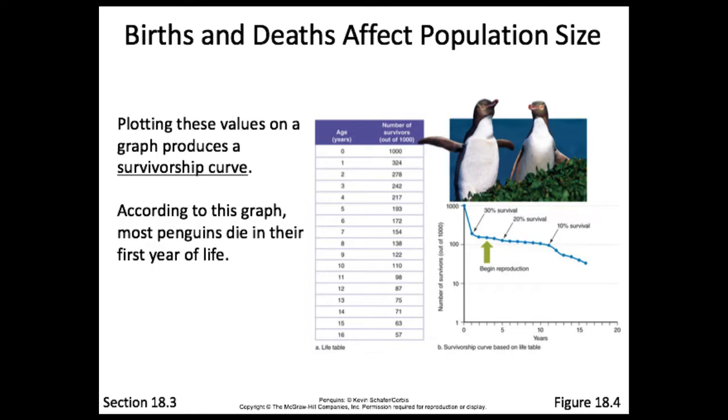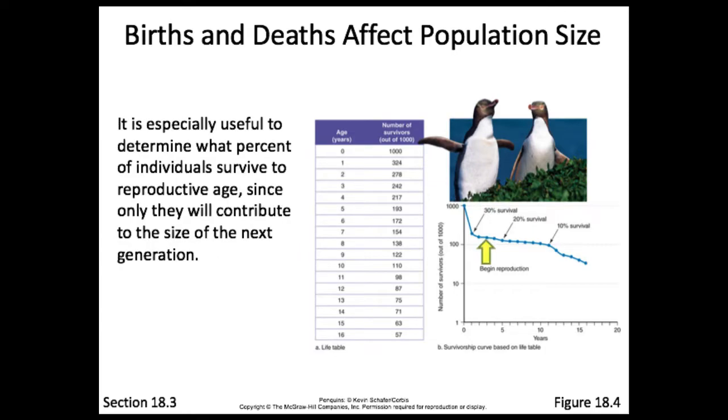So by taking this data and plotting it on a graph, it allows us to make a survivorship curve. And according to the graph presented in your textbook, most penguins die in their first year of life. This is especially useful to determine when we want to know what percent of individuals survive to the reproductive age, because that's what we really care about here. We want to know who can survive to pass their genes on to future generations, and then those traits might give some individuals selective advantages as environments change.